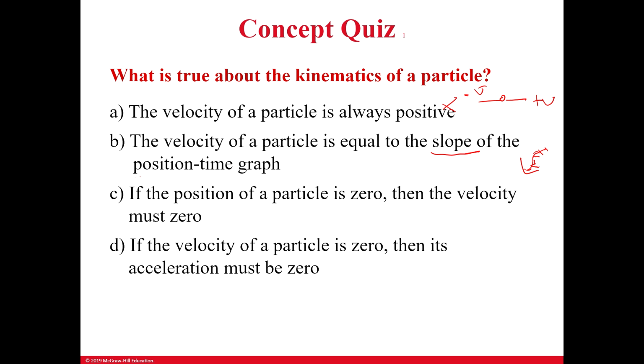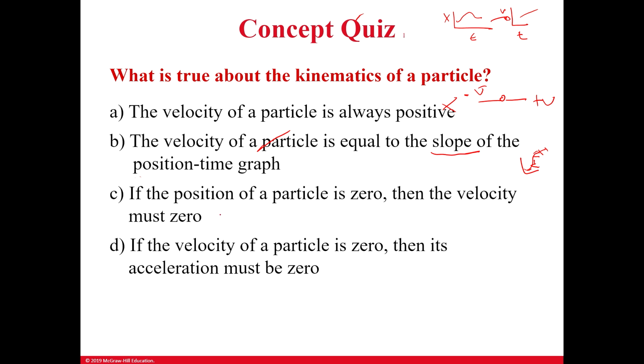We have x, we have x as a function of time, and that had some type of function. And then v as a function of time was based on the derivative, or basically the slope, of this function, right? So this is true. If the position of a particle is 0, then the velocity must be 0.